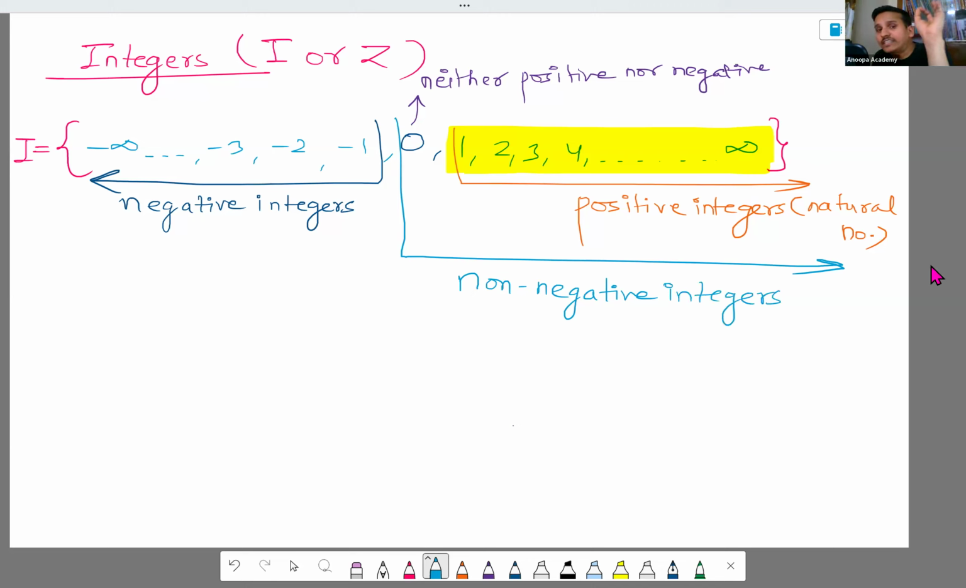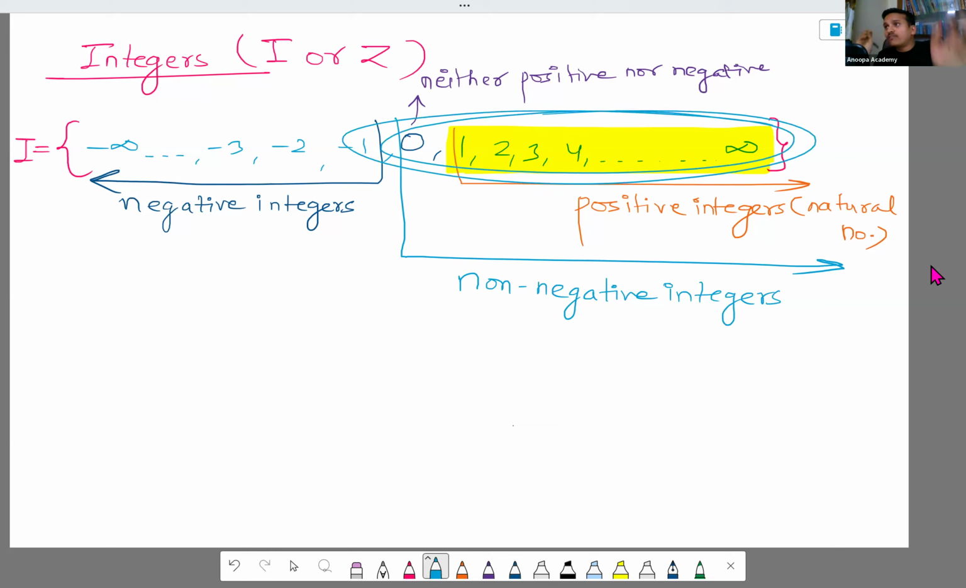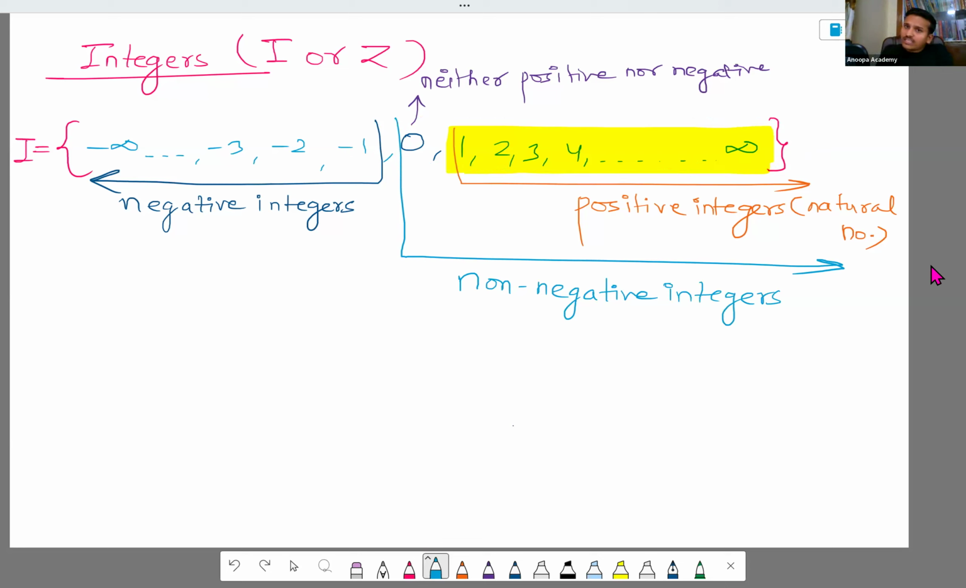And non-negative integers, if you look carefully, are nothing but whole numbers. So wherever they use the word non-negative integers, although 0 is neither positive nor negative, because these are negative, non-negative will be the other side. So non-negative integers are nothing but whole numbers. Please remember, non-negative integers are nothing but whole numbers.